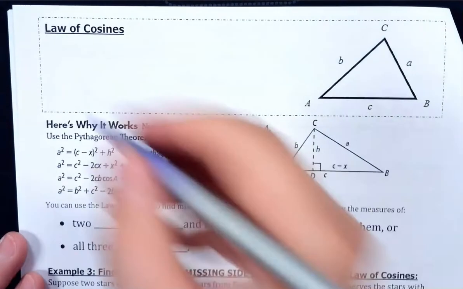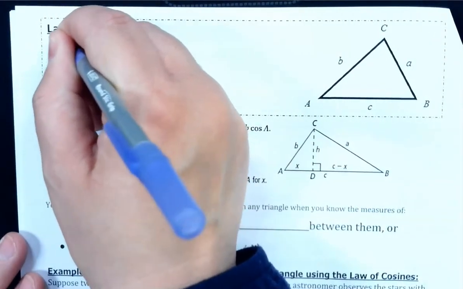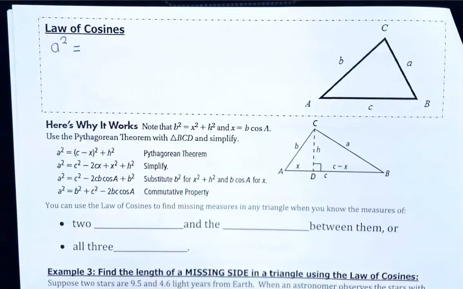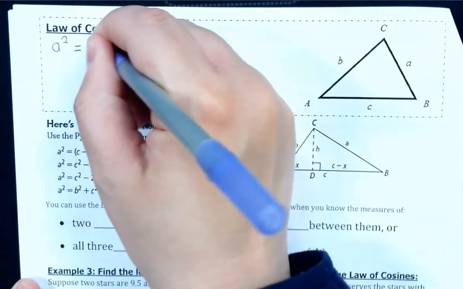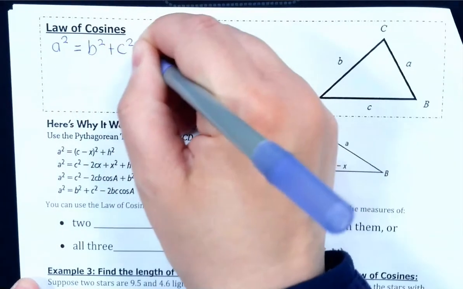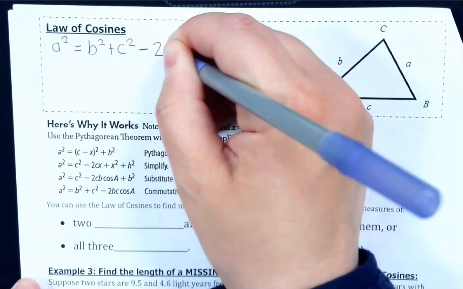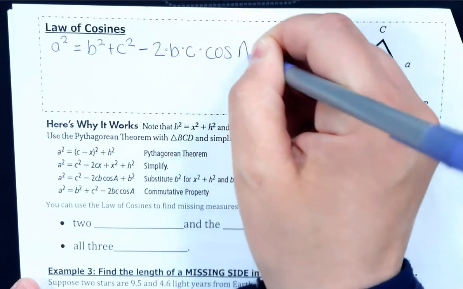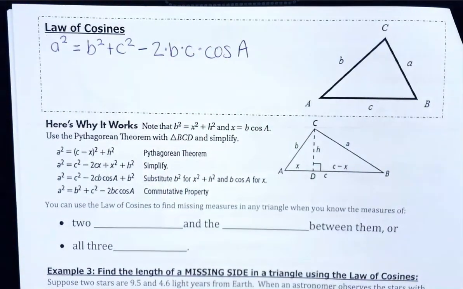So side a, and I'm going to square this, is going to be equal to, and the order here doesn't matter, but I'm going to put b squared plus c squared minus 2 times b times c times the cosine of angle A. And I'm going to get into this in a question in a second, but I'm just going to write each of these out for the different possible sides in the triangle. So there's one option.